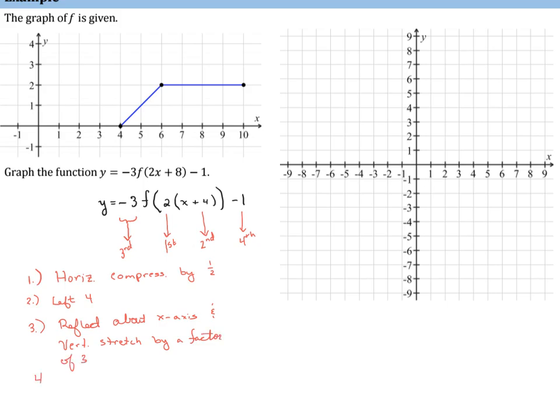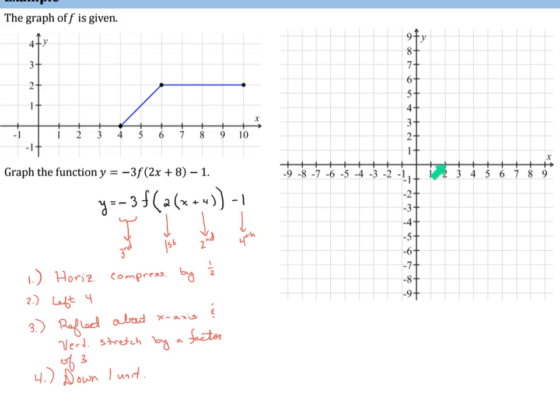And then lastly, we have a movement down 1 unit. So, if we look at our key points here, (4, 0), (6, 2), and (10, 2), where do each one of these points go? So, if we have (4, 0) and we compress that by 1/2, we'll get (2, 0).